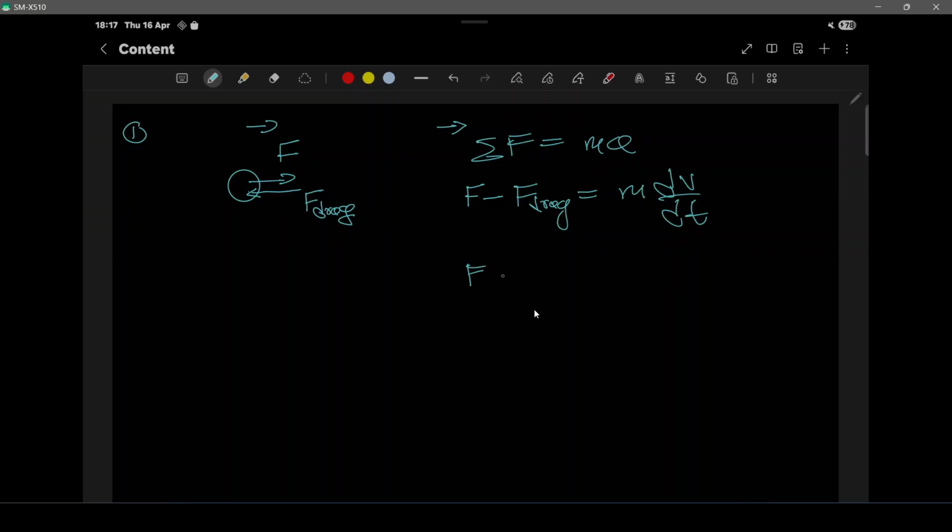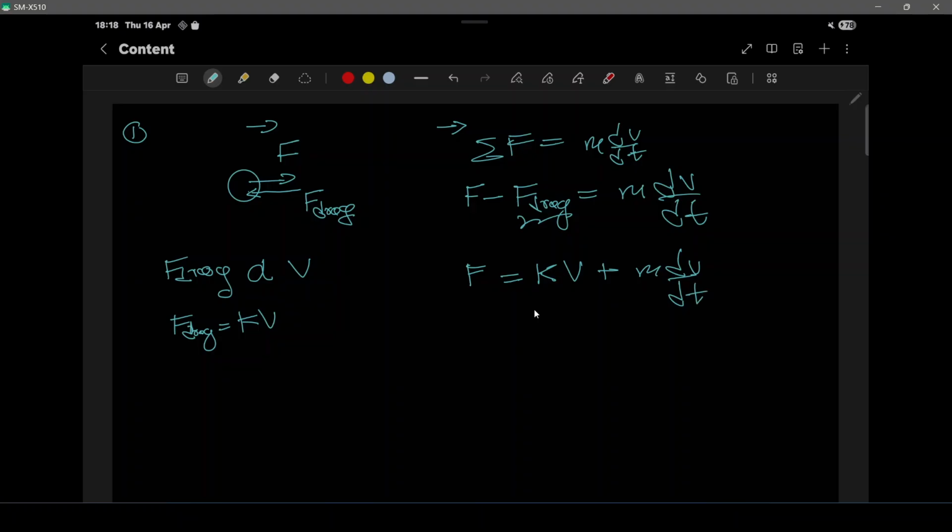The drag is proportional to the velocity v. So we can say the drag is equal to k times v. So f is equal to k times v plus m dv over dt. So this is the differential equation for velocity.